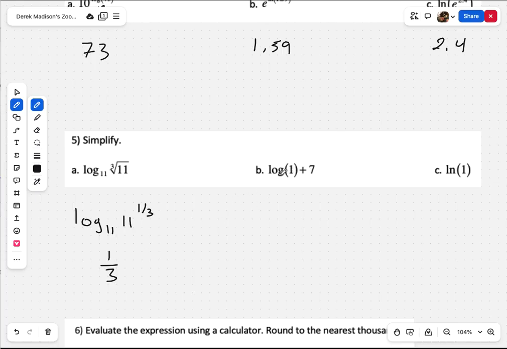Log 1, remember log 1 is 0. So what power do I raise the base to? If this is base 10, what do I raise 10 to make it come out to 1? So this is just a big fancy 0 plus 7 would be 7. And natural log of 1, so again, if we have a log of 1, regardless of whether it's natural log or log base something else, that is a very fancy 0.